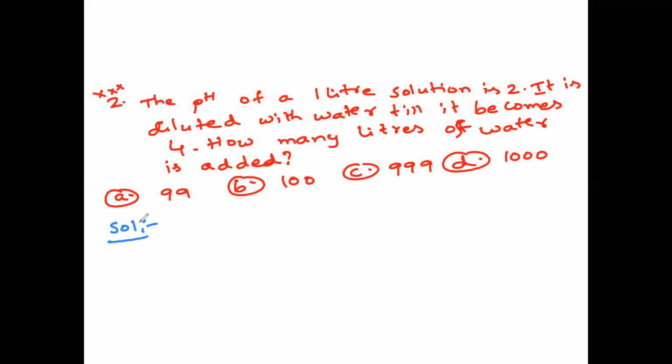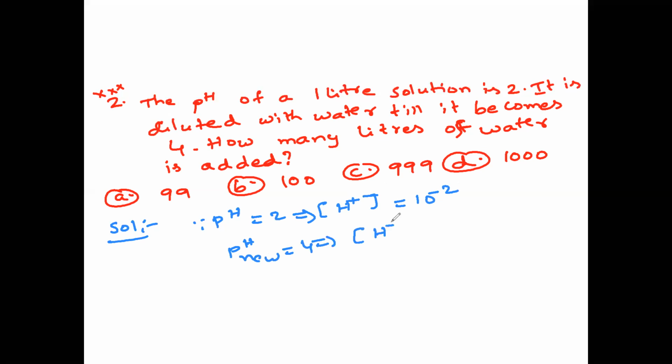Please listen carefully. Once again, I repeat the question. The pH of a 1 liter solution is 2. It is diluted with water till it becomes 4. How many liters of water should be added? First, pH is equal to 2, which implies H plus concentration is equal to 10 to the power of minus 2. Similarly, pH new after dilution is equal to 4, which implies H plus concentration is equal to 10 to the power of minus 4.